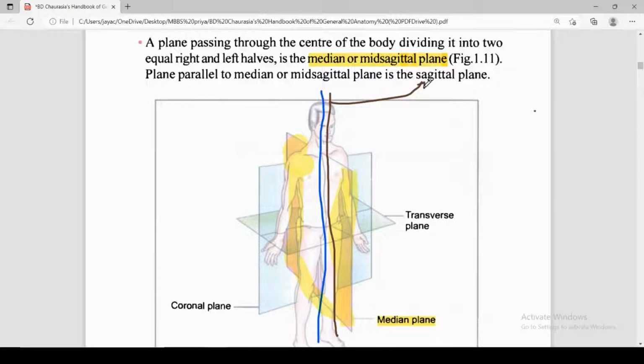Okay, so the median or mid-sagittal plane divides the body into equal right and left halves. That is called the median or mid-sagittal plane. A plane that is parallel to the median or mid-sagittal plane is called the sagittal plane.